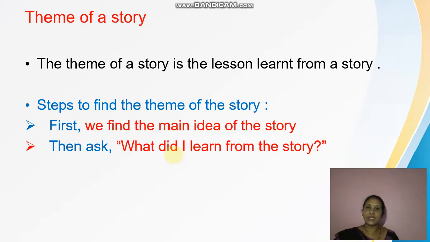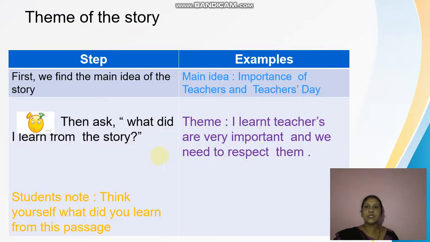Now let us see the example. So this is the theme of the story table and we have to follow the steps to find the theme of the story. So the first step is what? We find the main idea of the story. We have already found the main idea of the story that we did just before, that is Teachers' Day. The main idea was importance of teachers and Teachers' Day. So now we have found the main idea of the story. We'll see the next step.